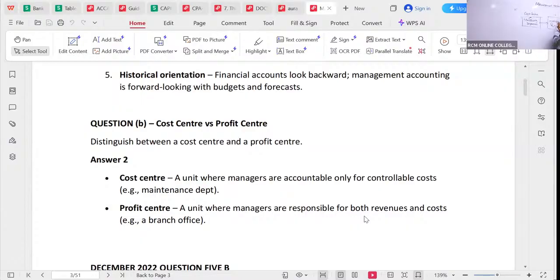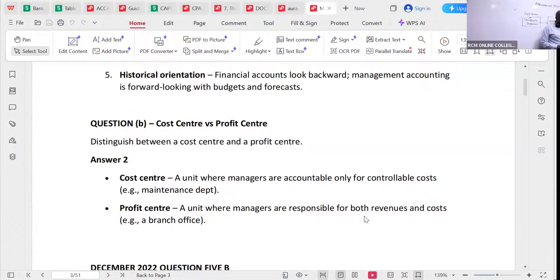A cost center, as we are reading there, is a unit where managers are accountable for controllable costs. Even if you forget the word controllable, you say that we will only be accountable for costs, because we don't have access to external customers. The only thing we know is costs. And then we have a profit center, a unit where managers are responsible for both revenues and costs.